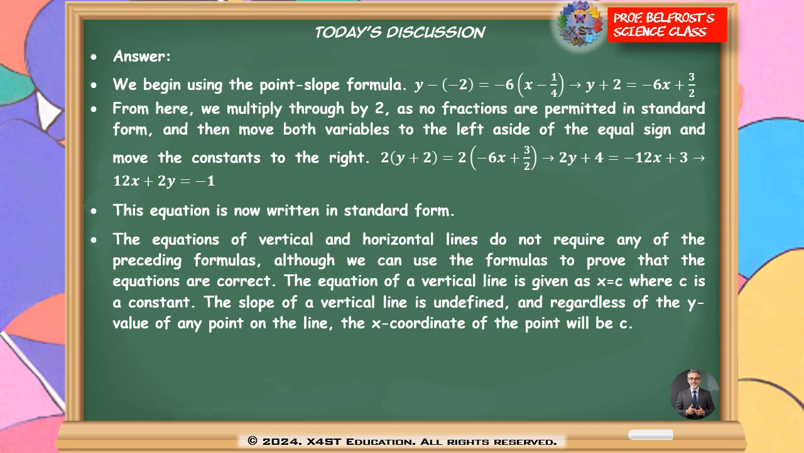The equations of vertical and horizontal lines do not require any of the preceding formulas, although we can use the formula to prove that the equations are correct. So the equation of a vertical line is given as x equals c, where c is a constant, and the slope of a vertical line is undefined. Regardless of the y value of any point on the line, the x coordinate of the point will always be c.